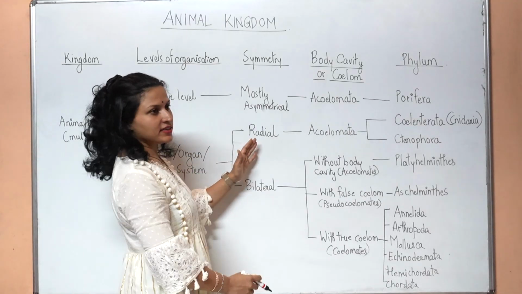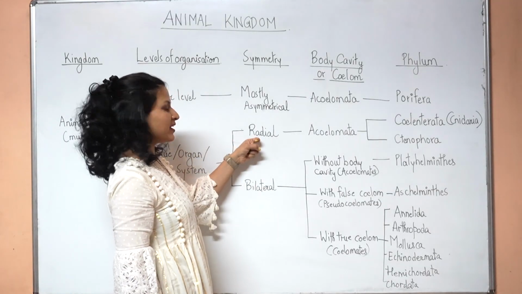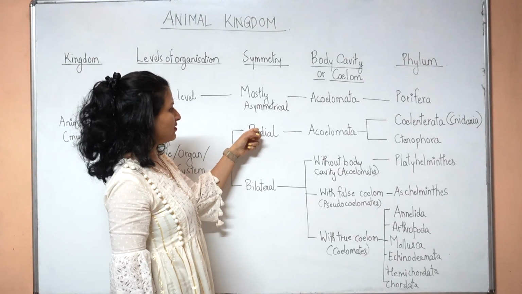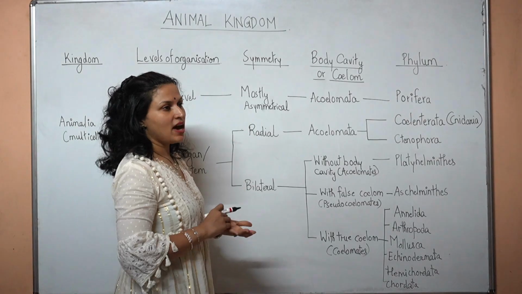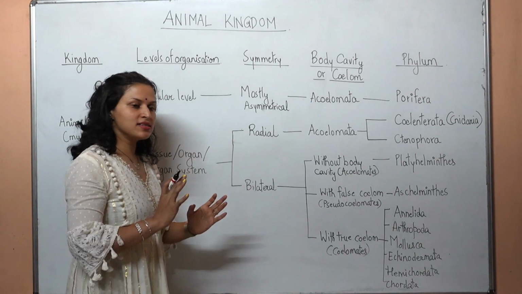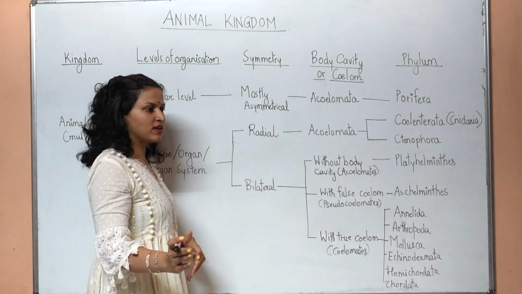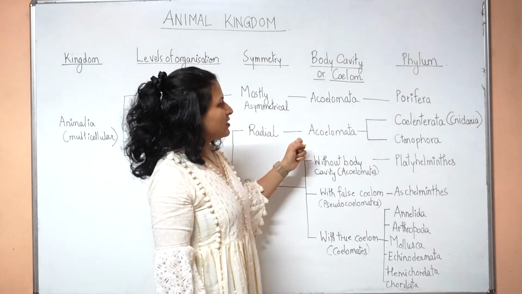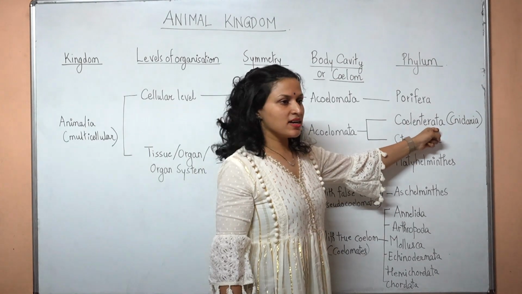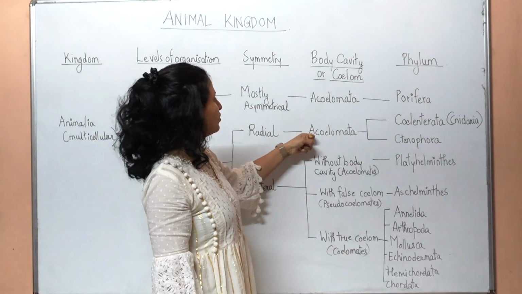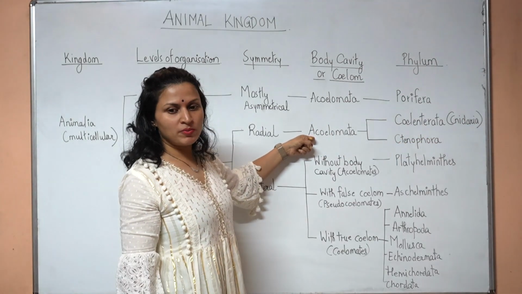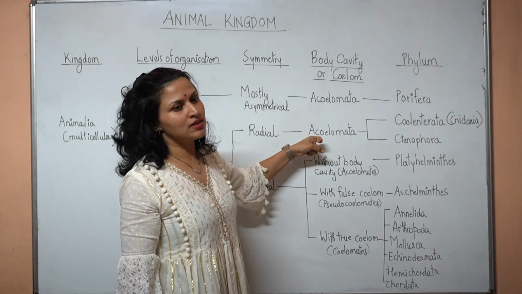Again broadly divided into 2. There are some phyla that have a radial symmetry and the others have a bilateral symmetry. Having a radial symmetry is a less evolved feature of animals and bilateral symmetry is a more advanced feature. Under radial symmetry there are 2 phyla here, Coelenterata and Ctenophora, and they both are acoelomates, diploblastic animals, so there is no coelom involved here.